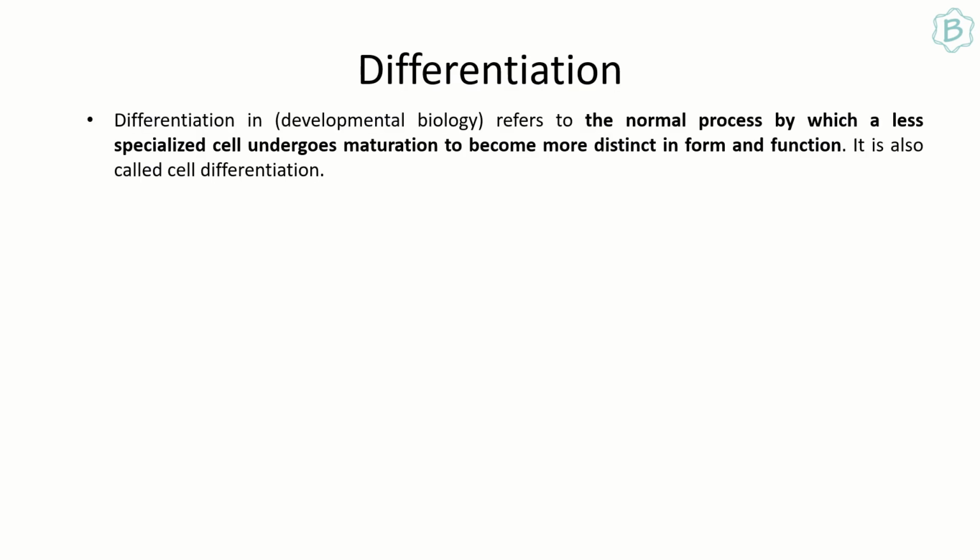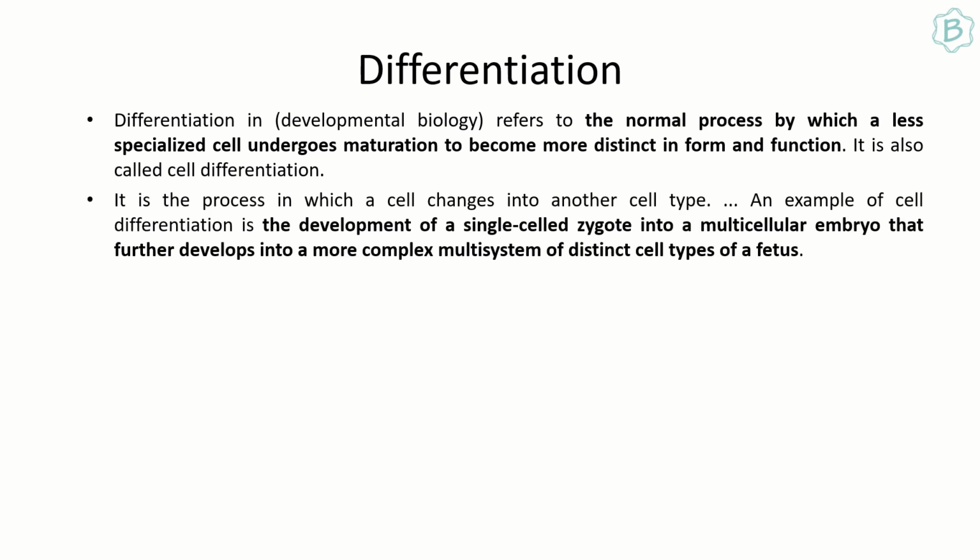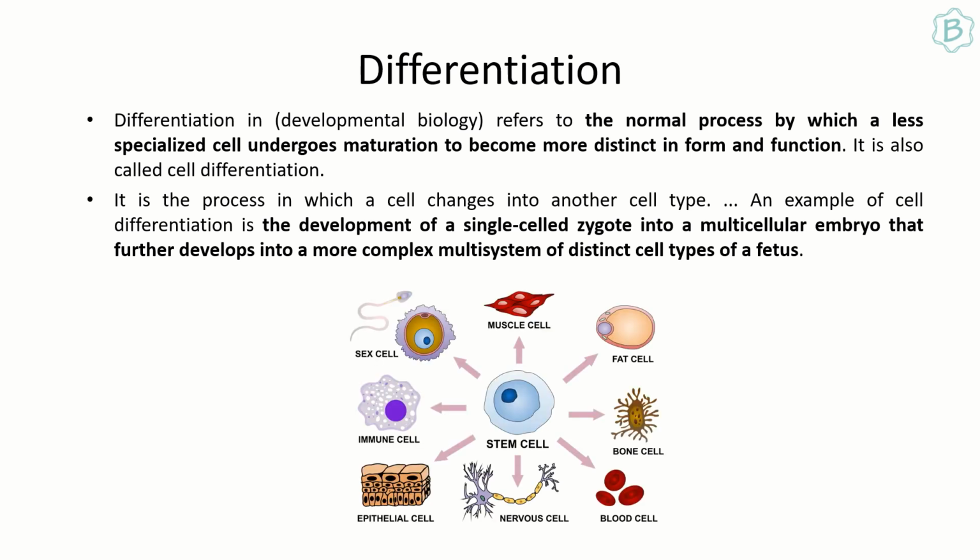Next term is differentiation. Differentiation is a normal process by which a less specialized cell undergoes maturation to become more distinct in form and function. That is called cell differentiation. As I told in the first slide, where I was talking about unipotent and pluripotent cells. Differentiation is a process in which a cell changes to another cell type. An example of that is the development of a single-cell zygote into a multicellular embryo that further develops into a more complex multisystem.